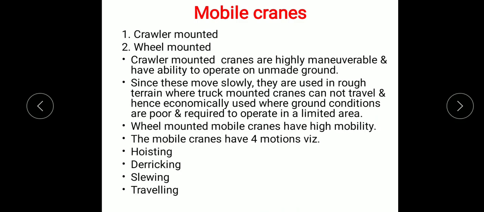Derricking means to put, by taking the load to the hook, the load at the desired location, which is followed by slewing, and after this the load can be taken as per the requirement.